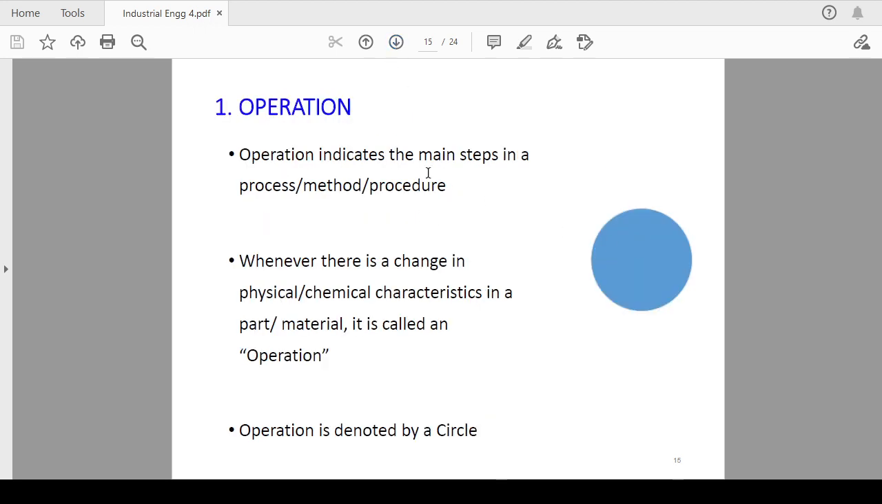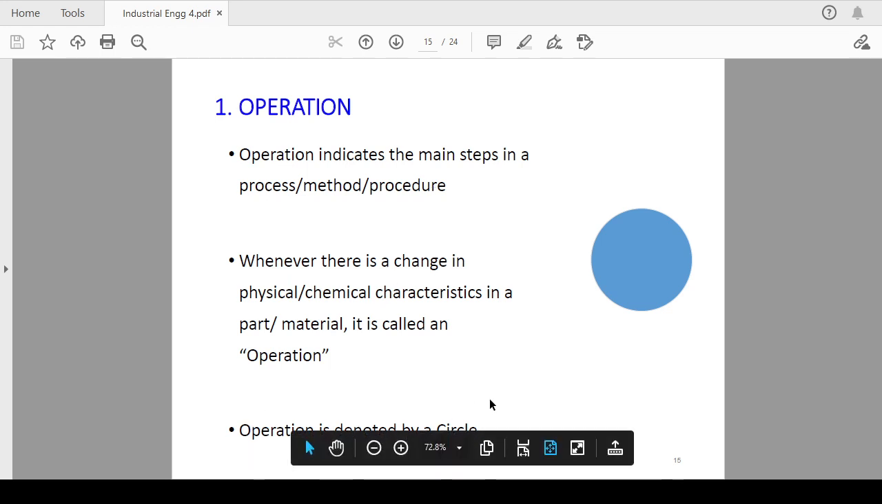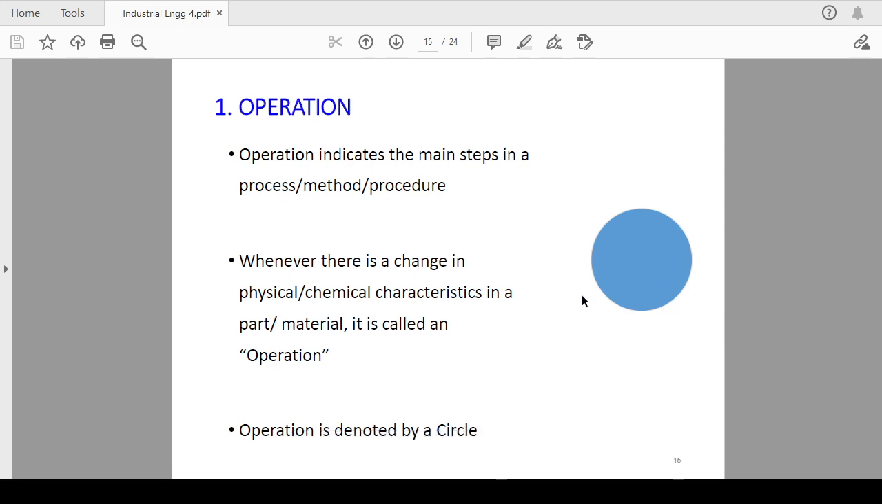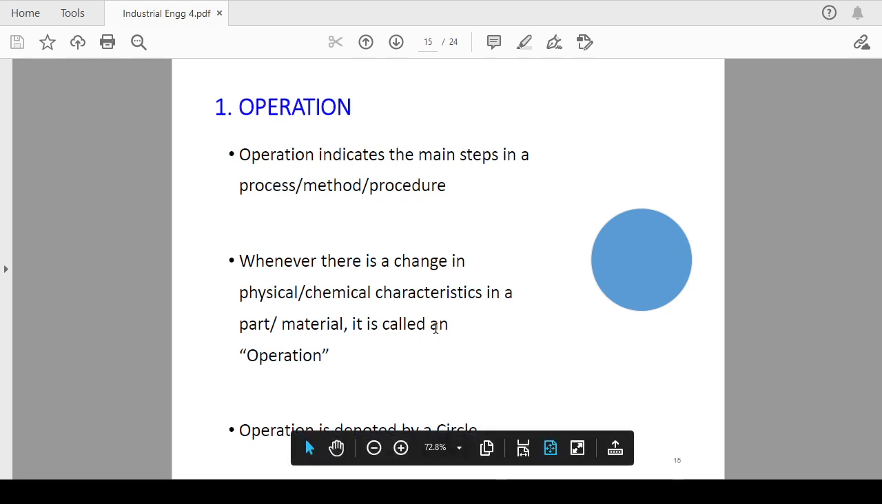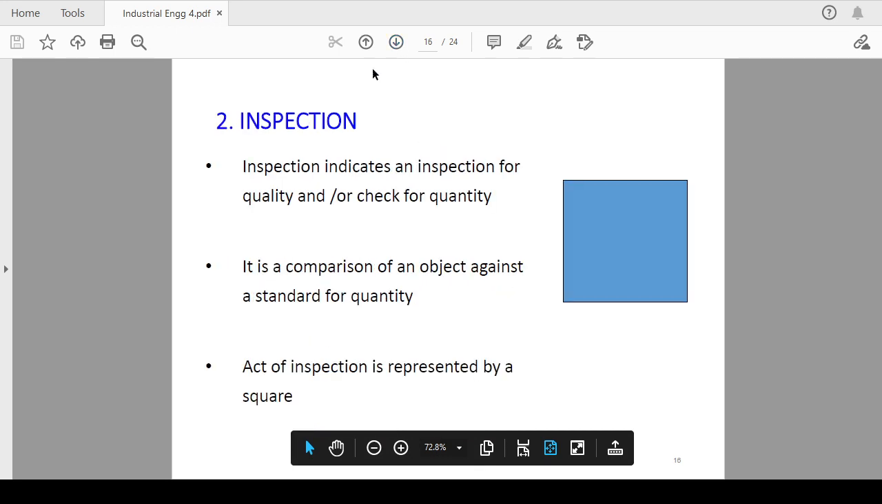First is operation. Operation indicates the main steps in the process, method, or any procedure. Operation is denoted by a circle. This particular step or activity will be denoted by a circle. It should not be filled with blue or any kind of color. It should be a blank circle in which you can write as well. Whenever there is a change in the physical or chemical characteristics of a part or material, it is called an operation, and that will be indicated by a circle.